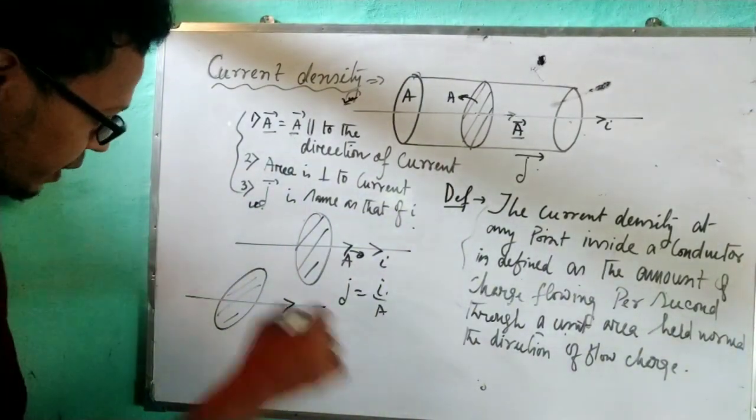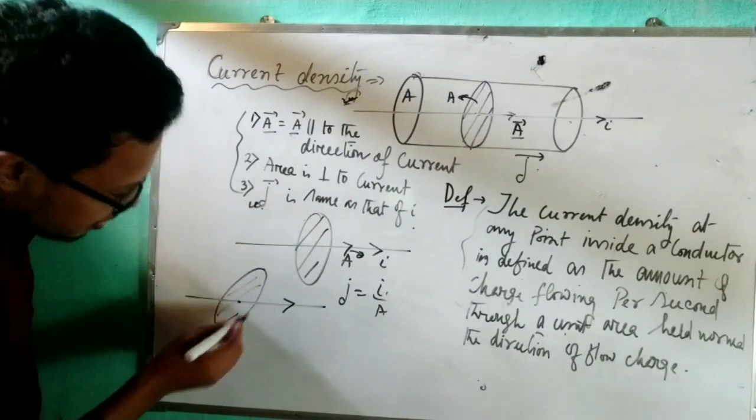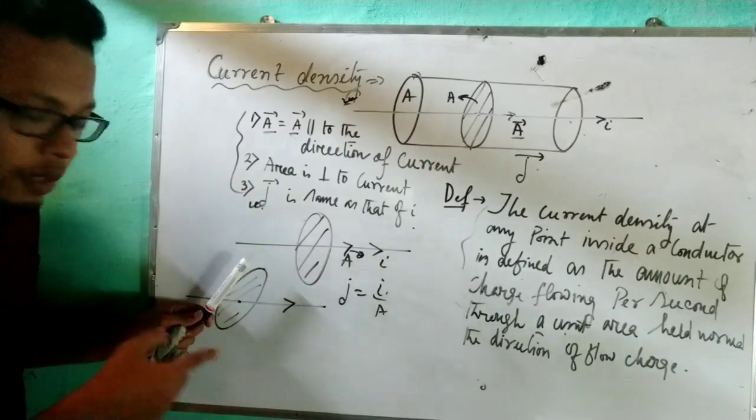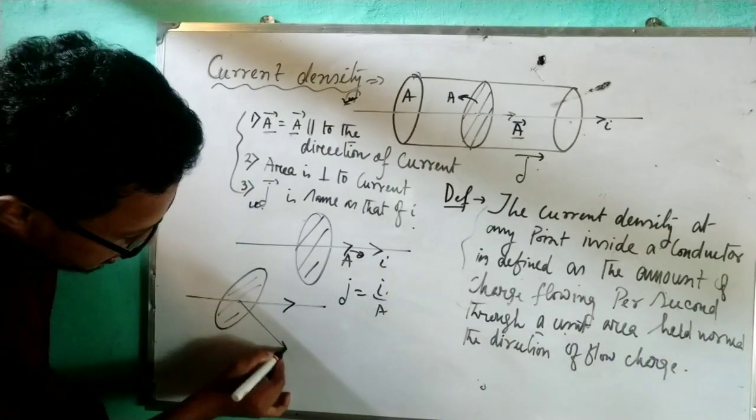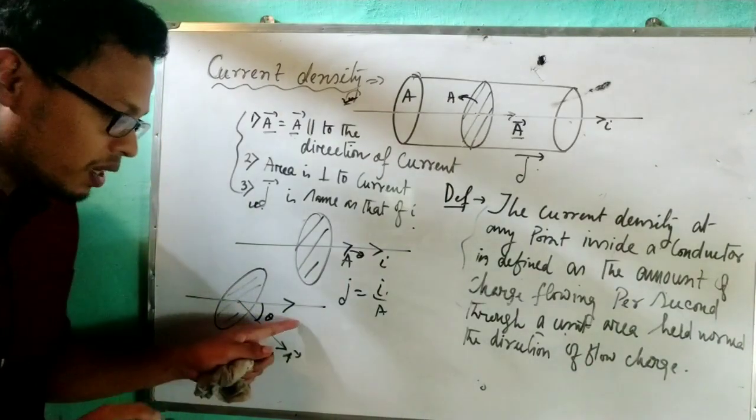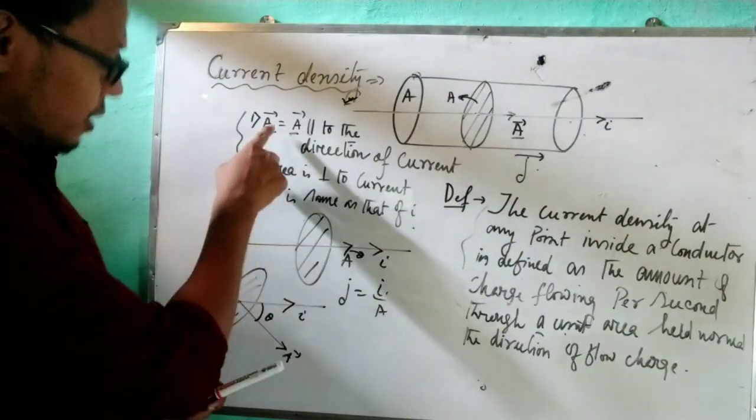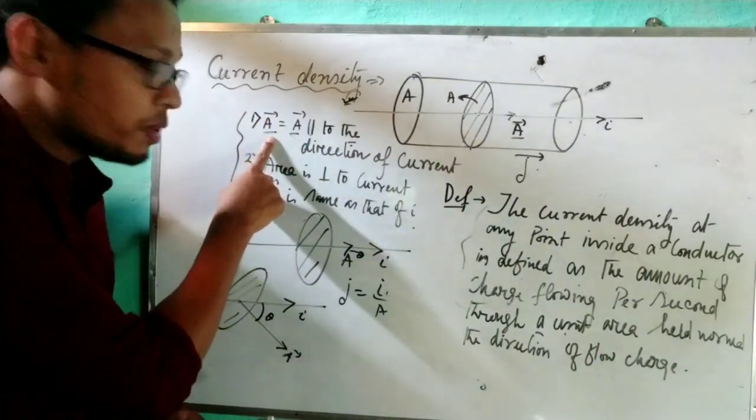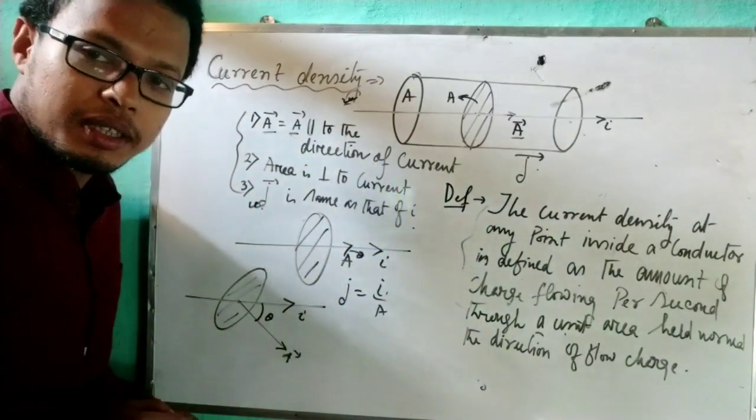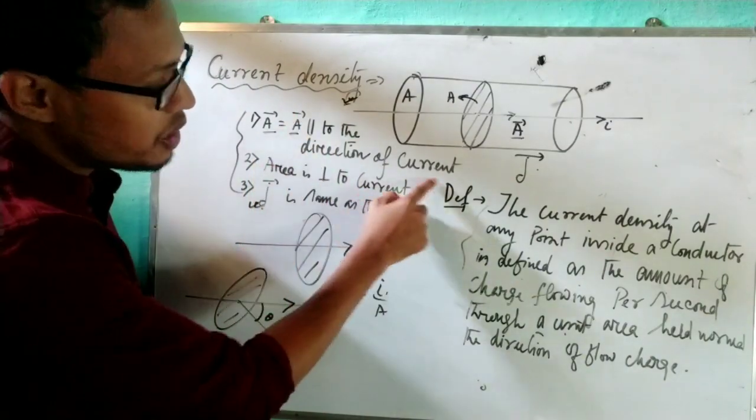Okay, now here you see the area vector will be, this surface will be like this. So the area vector will be perpendicular to the surface. This is the direction of the area vector, which is making angle theta with I. This is I. Now what I told, what is the first assumption? The assumption was the area vector will be parallel to the direction of current.